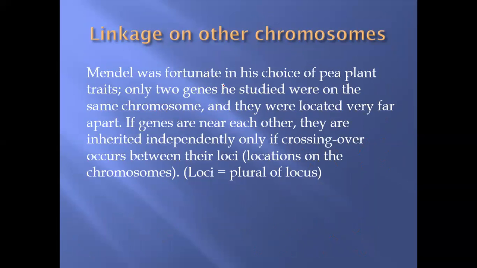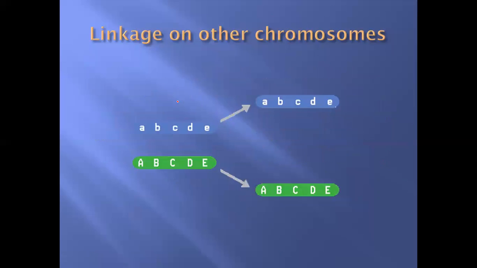All right, linkage on other chromosomes. For this one, if you need to pause it to get this note, go ahead, but I'm just gonna go ahead to this picture. So on other chromosomes, Mendel said that all genes should be inherited independently. You guys remember when we talked about independent assortment? Unfortunately, Mendel got really lucky. He wasn't 100% right.